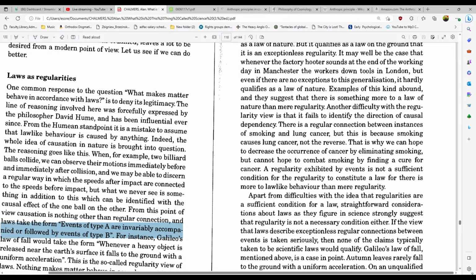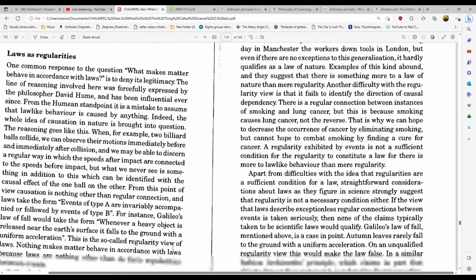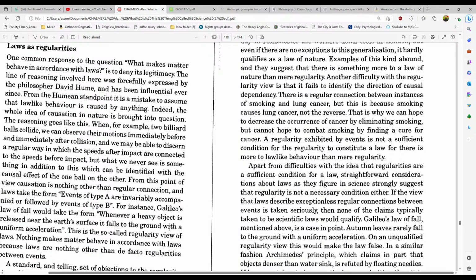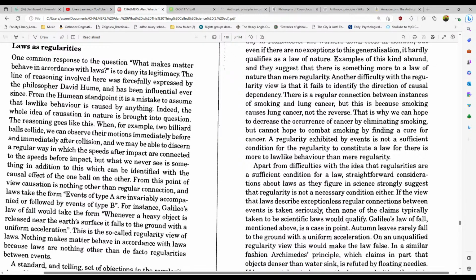Inevitably, we'll have to figure out what that means. But for example, when we look at the law of gravity from the Galilean point of view, or I should say the law of fall, because we don't get until Newton really a law of gravity. He states, whenever a heavy object is released near the Earth's surface, it falls to the ground with a uniform acceleration. So this is the so-called regularity view of laws.